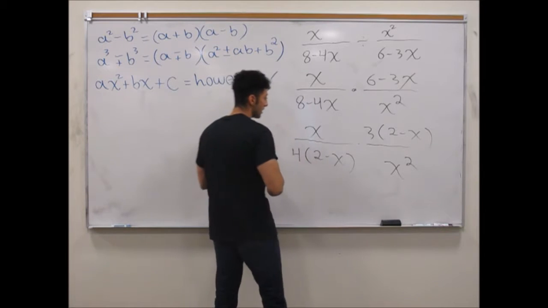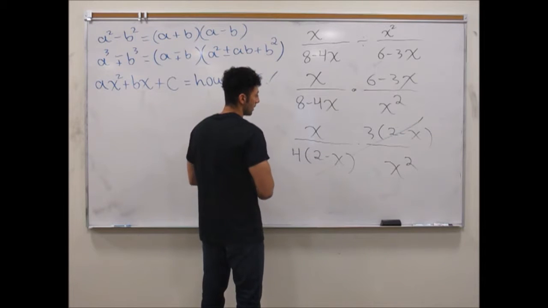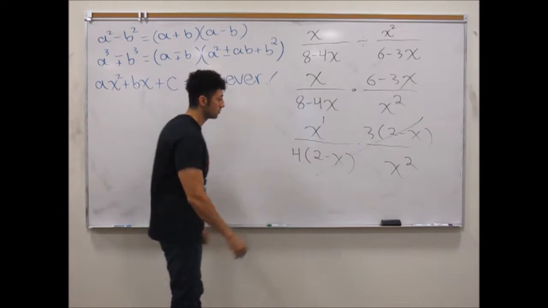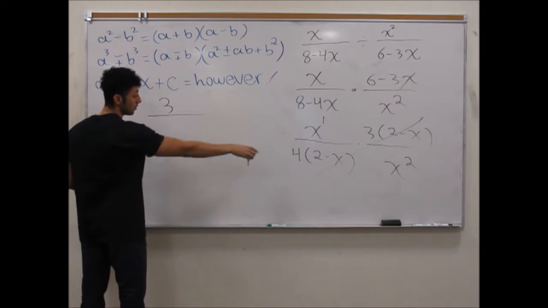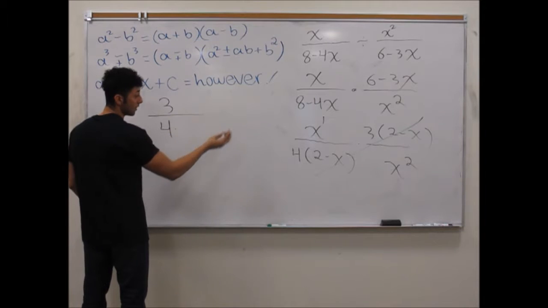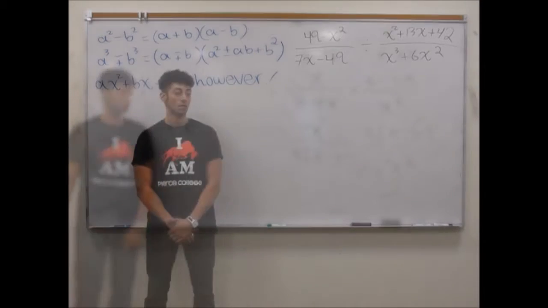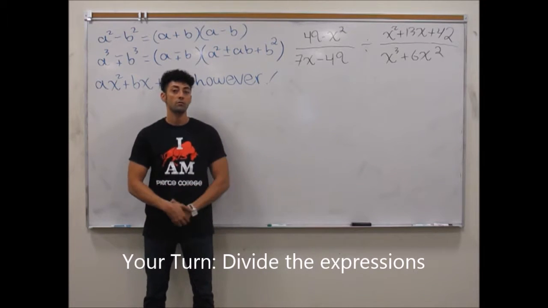So these 2 minus x's cancel out. And then you can just simplify this by exponent laws or whatever. So we just get 1x on the bottom. So we get a 3 on the top, a 4 on the bottom, and then when you simplify that, you get an x on the bottom. So 3 over 4x. Alrighty, so why don't you guys go ahead and give this a shot, and then I'll go over it with you.